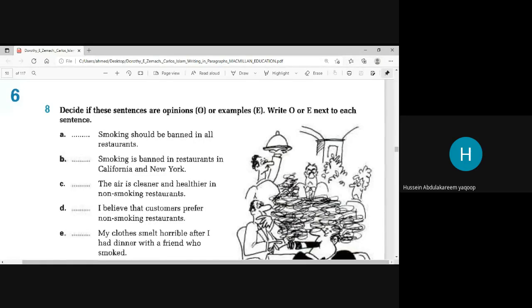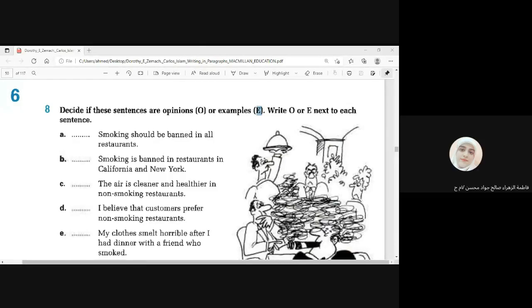Every time I give an opinion, for it to be acceptable to the listener, as I said in the beginning, this opinion should be supported with examples, so that our speech is convincing to the recipient. That's okay. So we may start now with letter A, and then you decide whether to put E for example or O for opinion.